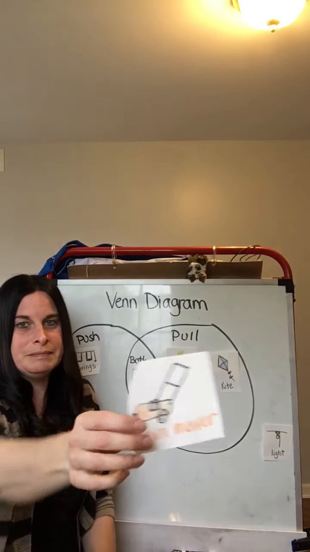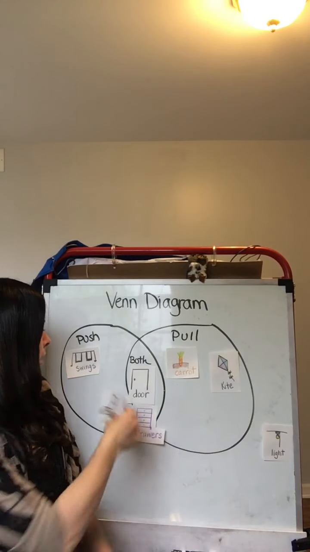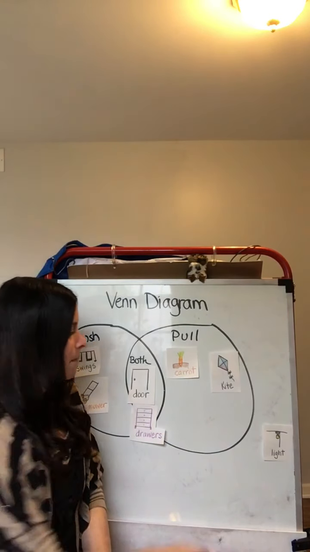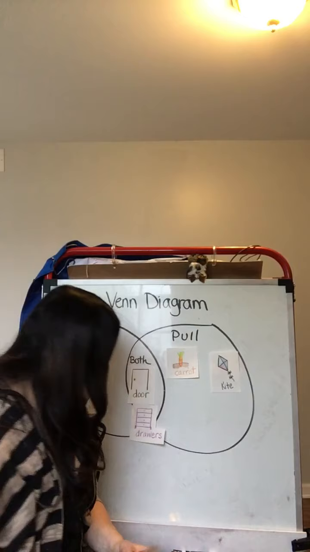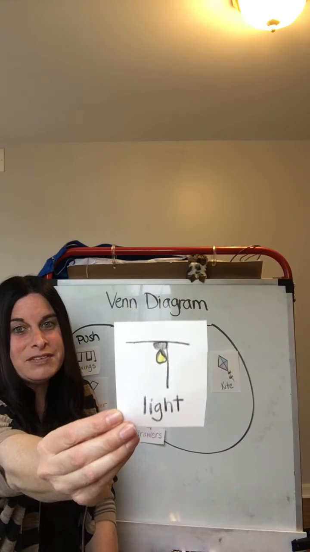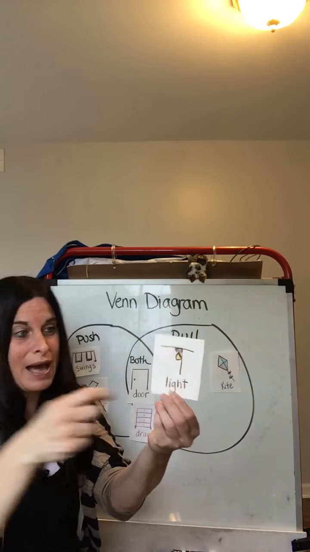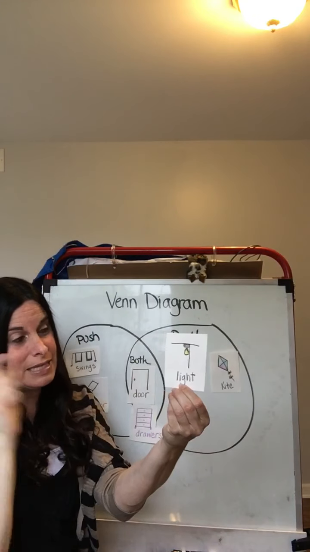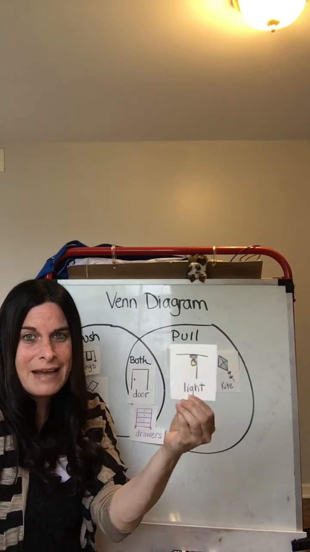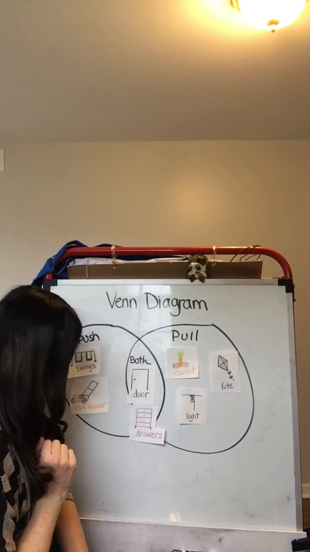Okay, how about this one? Yes, this is a lawnmower. So what do you do with your lawnmower? Yeah, you're going to push it. I'm going to push it along to mow my grass. All right, I have one more. This one is a light. Have you ever seen this? If you go into your closet, some closets, if you open them up and you have the light bulb up top on the ceiling and you pull down this string and it turns on the light. I have this in my closet. So this would be a pull, okay?